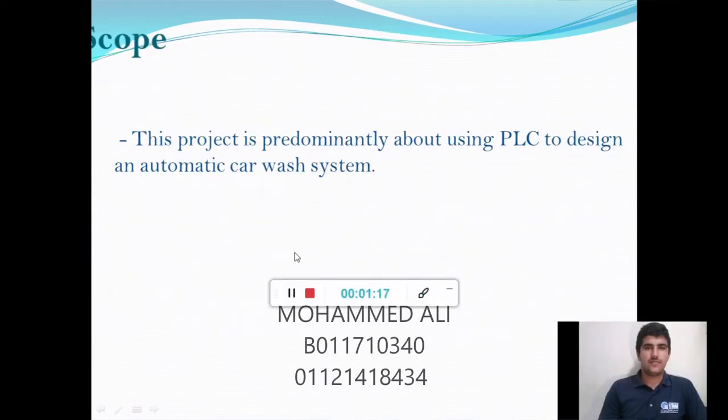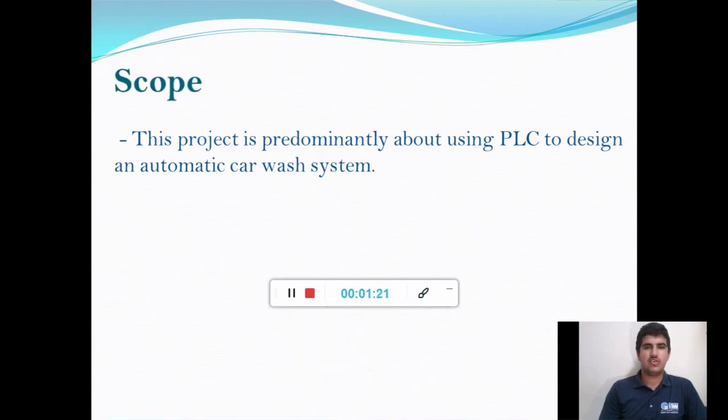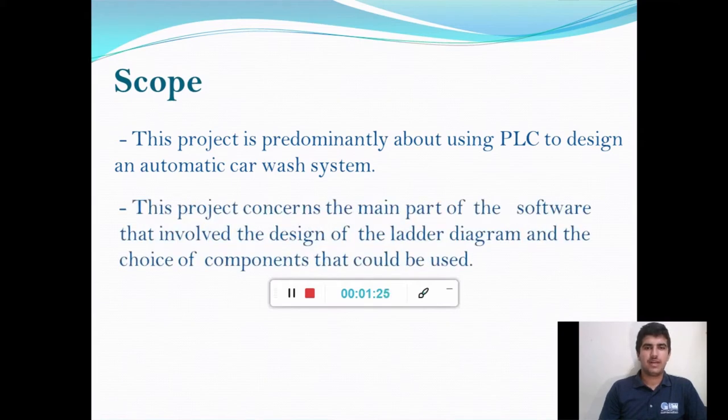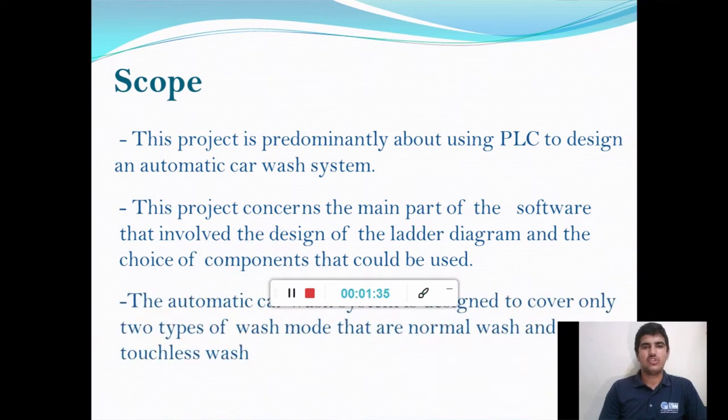As for the scope, this project is mainly about the use of PLC and designing an automated car wash system. This project covers the main part, which is the software that involves the design of the ladder diagram and the choice of components that could be used. The designed automated car wash system covers two types of washing model, which are normal and touchless wash.